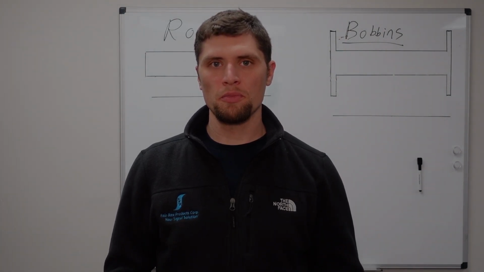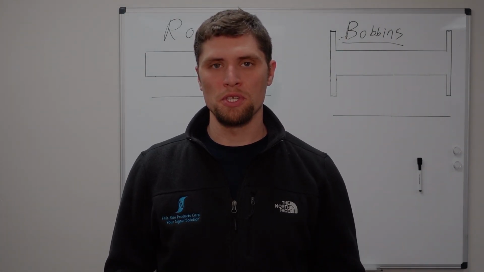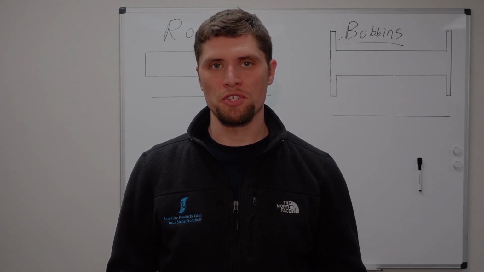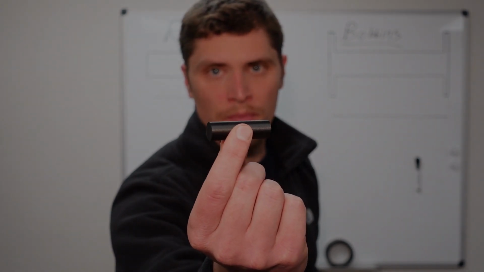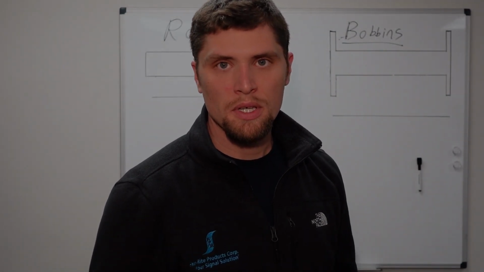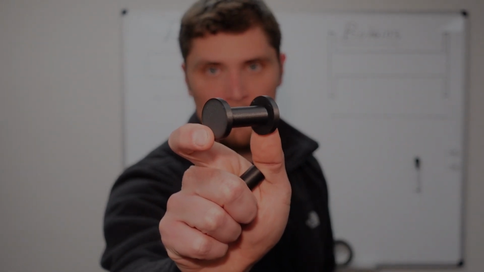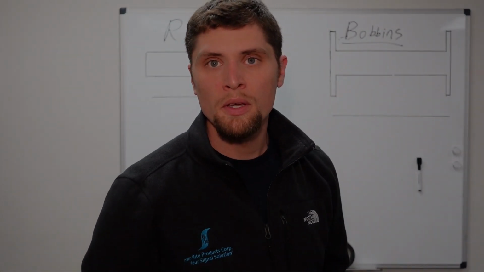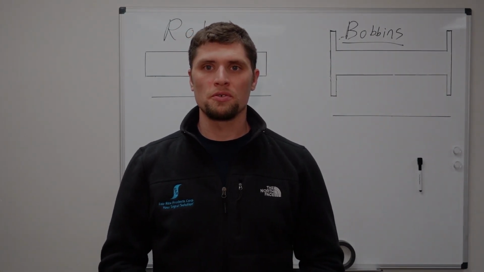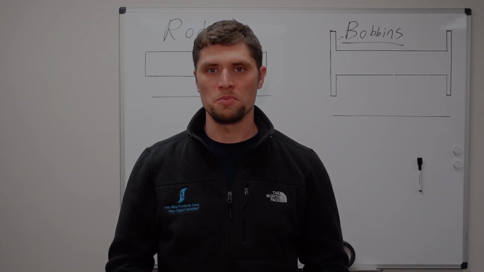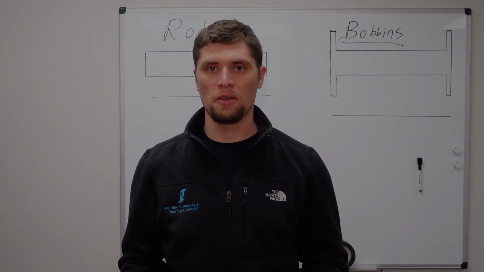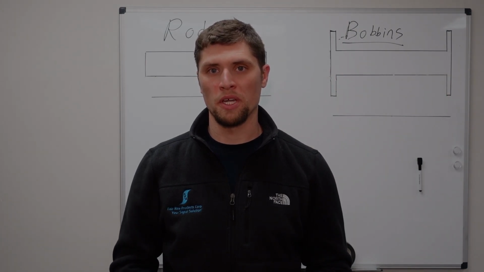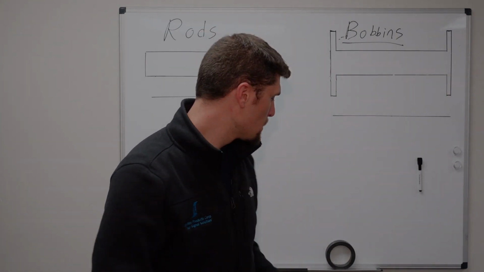In this video we're going to be doing a little bit of a comparison between two common open magnetic structure type cores: the rod type core and the bobbin type core. Before we go into some of the similarities and differences between these two different core types, let's look at what we mean by open magnetic structure core.